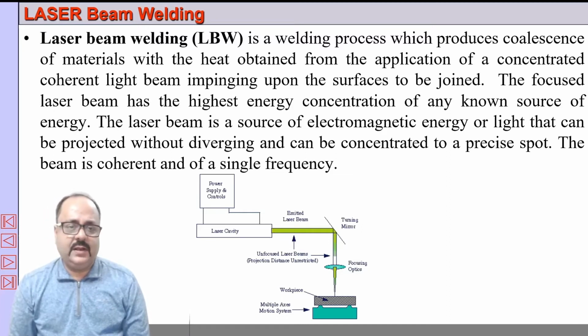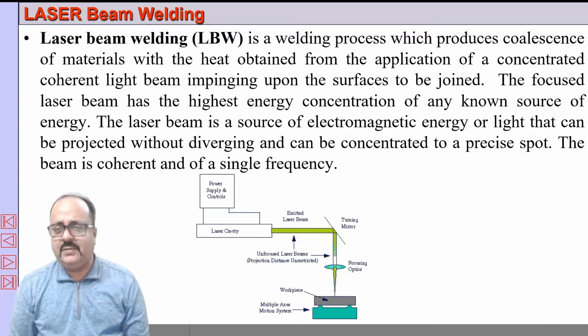But in this welding process, basically we use a laser beam which is focused onto a workpiece, and the intense heat of the laser beam melts the metal where the laser beam strikes and forms a coalescence between the two metal pieces which you are joining. So that is the basic principle of laser beam welding. The laser, which is an intense light beam, is made to focus onto the workpiece.